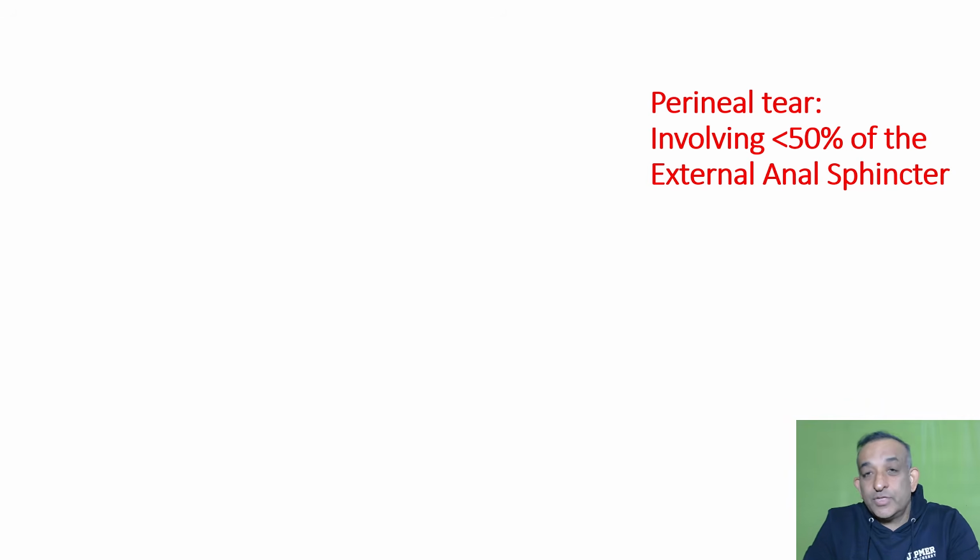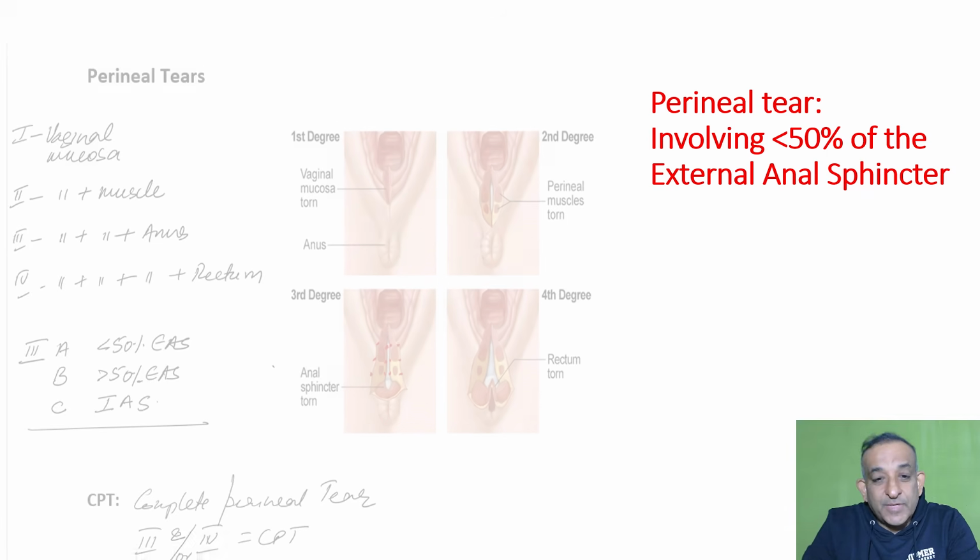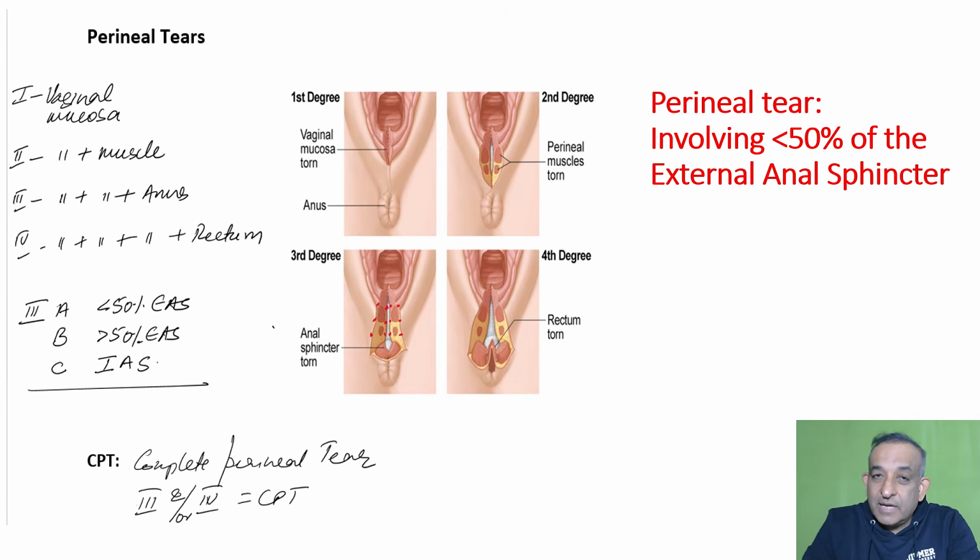Now, there was another question about perineal tear. Perineal tear which is involving less than 50% of the external anal sphincter. What is that type of perineal tear? So remember, we discussed in our workbook, and I gave you this picture, where type 1 tear is involving the vaginal mucosa, type 2 is mucosa plus the muscle, and type 3 is involving the anus. Now, anal sphincter tear, if it is less than 50% of the external anal sphincter, it is type 3A. That's what has come in this MCQ.